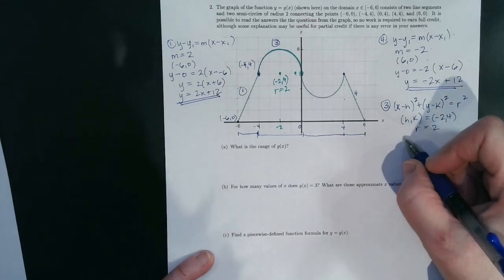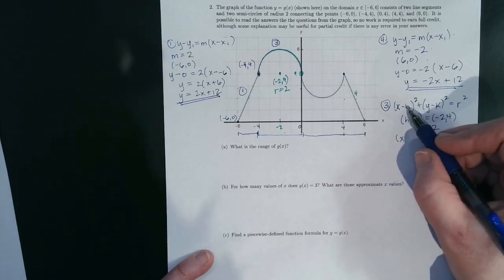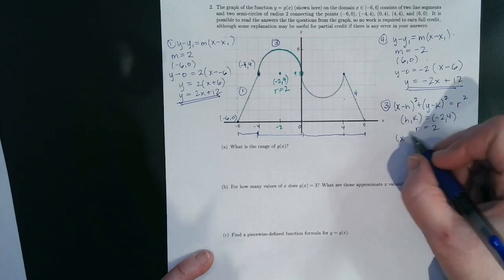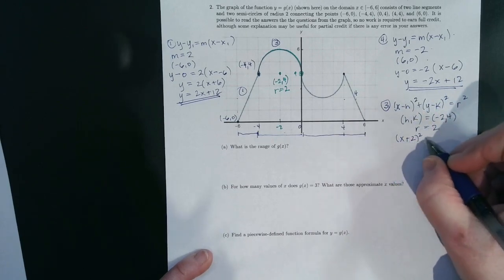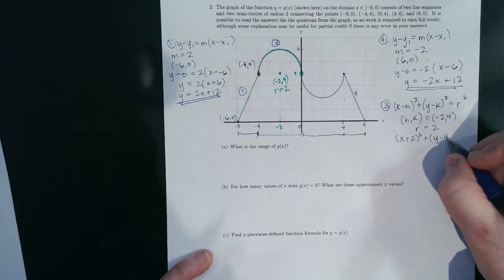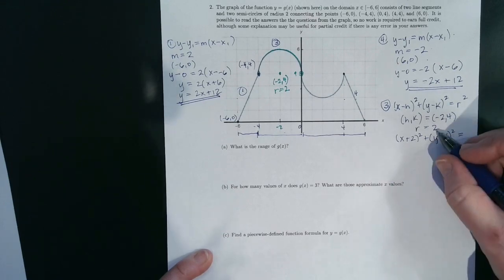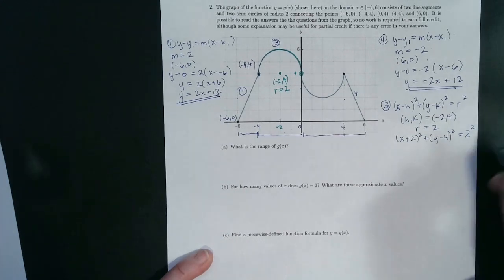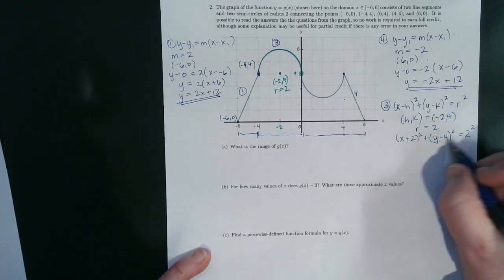So let's first just plug it in. So we're going to have x minus h, so minus -2, so we're going to have x plus 2 squared plus y minus k, so just y minus 4 squared equals 2 squared. And now we're going to solve for this variable y, right?